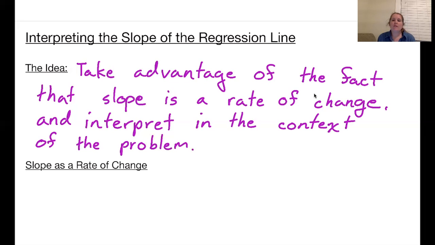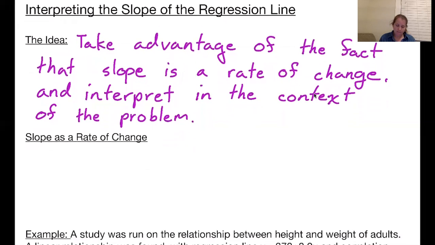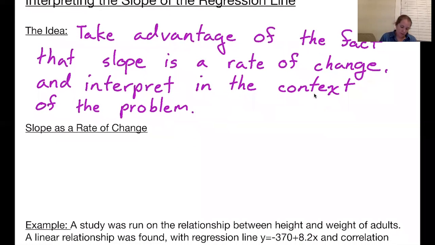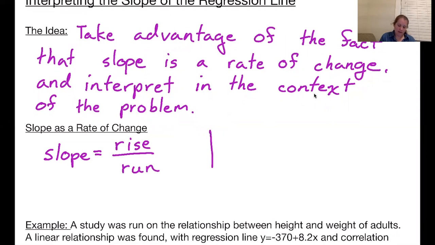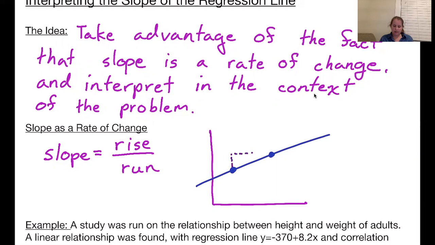So first, just a quick reminder of slope as a rate of change. We typically refer to the slope as rise over run. And on a line, if we pick any 2 points on the line, then we can look at the rise, which is how far we go vertically from one point to the next, and the run is how far we go horizontally.